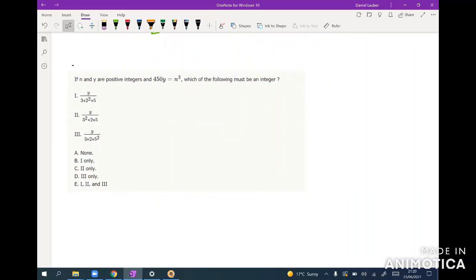Okay, if n and y are positive integers and 450y equals n cubed, which of the following must be an integer? Well, immediately looking at this, I'm just going to factorize that. So that's 2 times 225, which is 2 times 15 squared, which is 2 times 3 squared times 5 squared, times y equals n cubed. And because we know cubes must have factors of 3 on the left, in all the prime numbers must have multiples of 3 in their exponents.